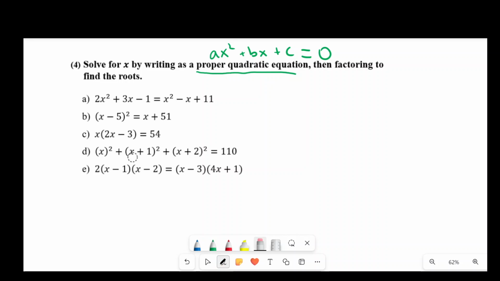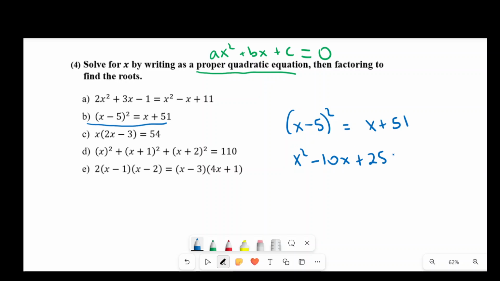So question number 2, well, I guess B, right here. So we have bracket x minus 5 squared. So that's a binomial squared on the left. And on the right, just x plus 51. So I need to square that binomial so I can see the quadratic, and then I can collect like terms on the left. So squaring a binomial, square the first, double the product, so negative 5x doubled, and then square the last.